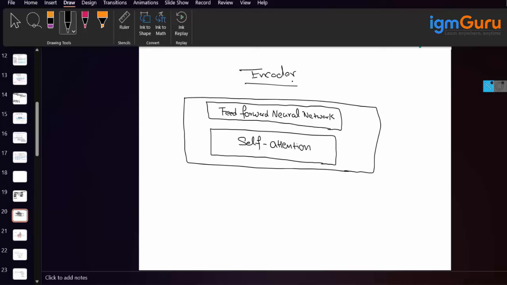Okay, this is my encoder. So this is one encoder, guys, it's not the entire architecture. The output coming from this encoder will be considered as input for the next encoder. And this is the series of encoders that we have.